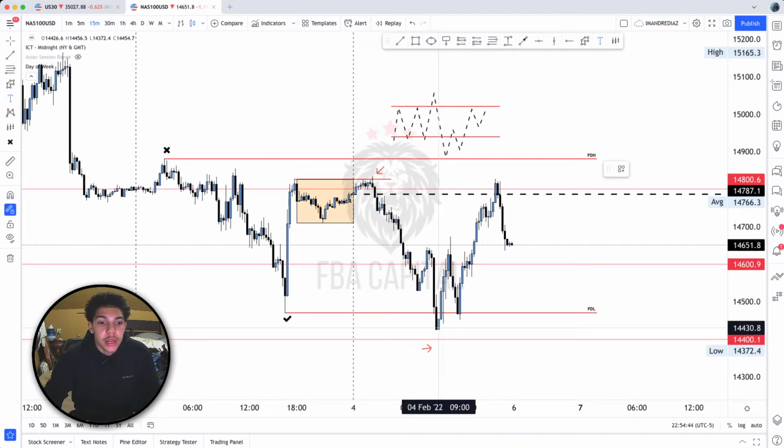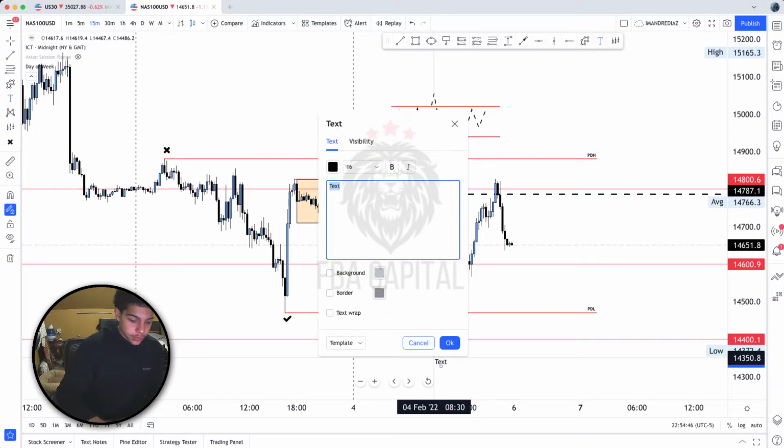So we have the low of the day that was created at 9 in the morning. The low of the day at 9 a.m. tapped into 14,400 and cleared the previous day's low.